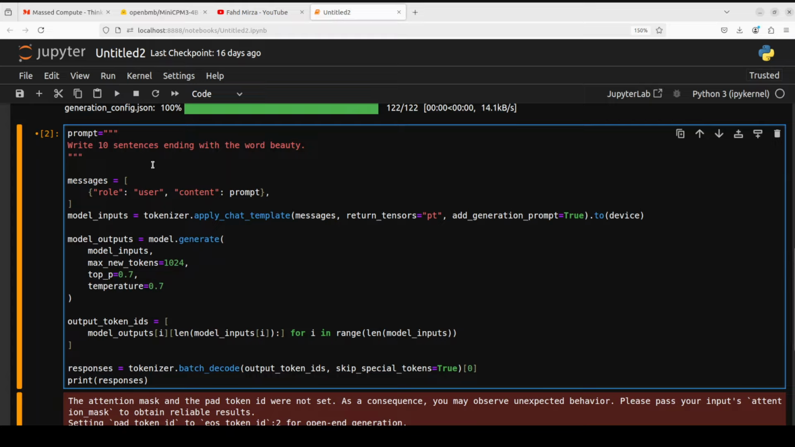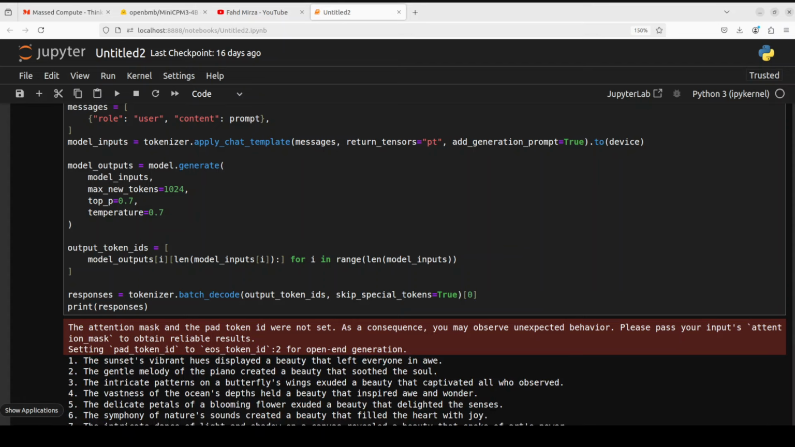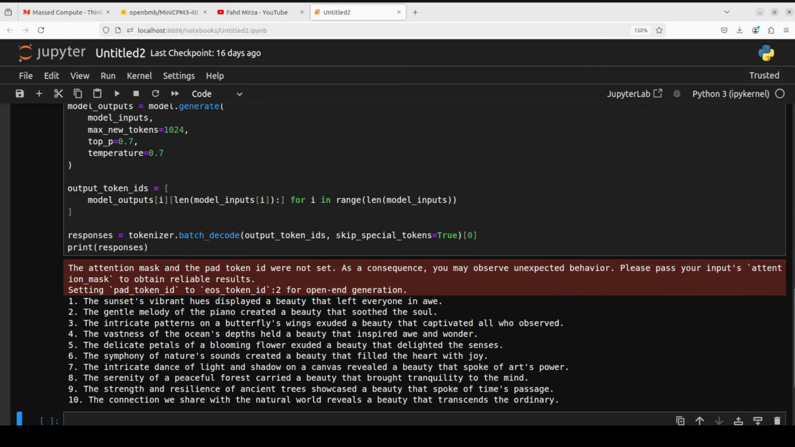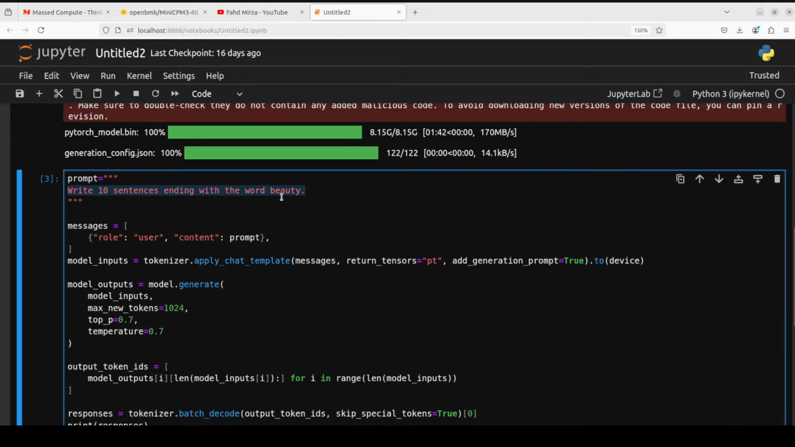Okay, in the next test, let's test write 10 sentences ending with the word beauty. Let's see how it goes. And there you go. The response is the English is good, but none of the sentences is ending in the word beauty, which is not good. But if you look at the composition of the sentence, like this one, the delicate petals of a blooming flower exuded a beauty that delighted the senses. How good is the prose? Really, really amazing. The vastness of the ocean's depth held a beauty that inspired awe and wonder. So, sentences are great. I mean, very masterful, but I think the prompt was a bit different.